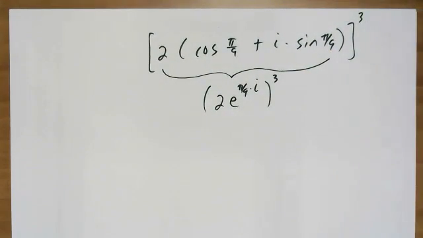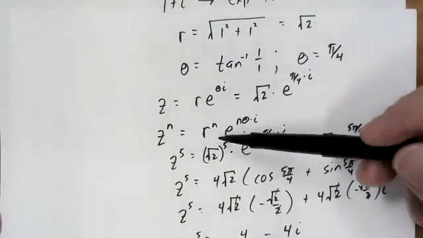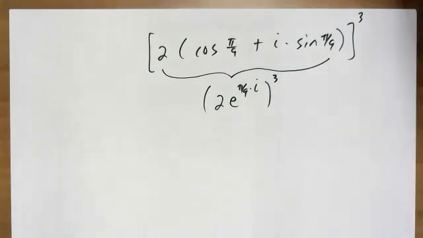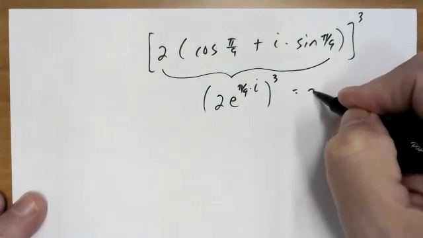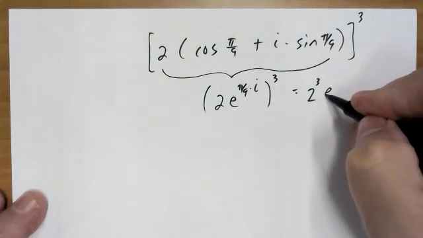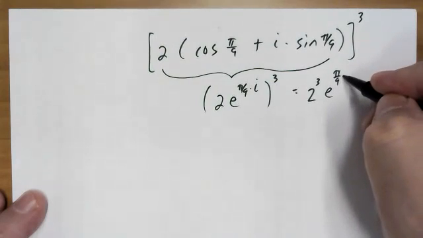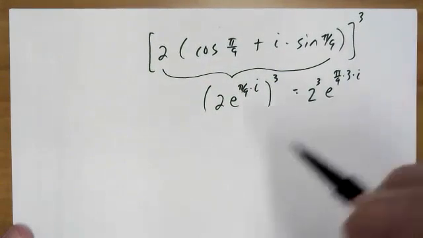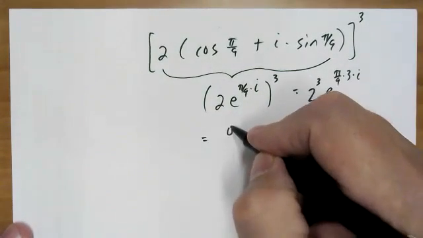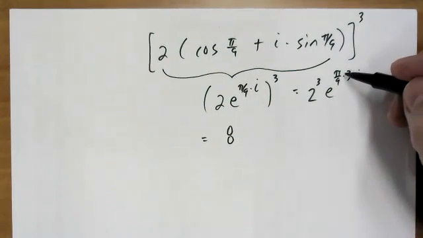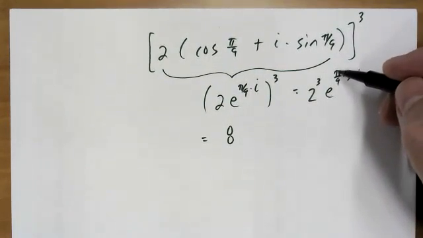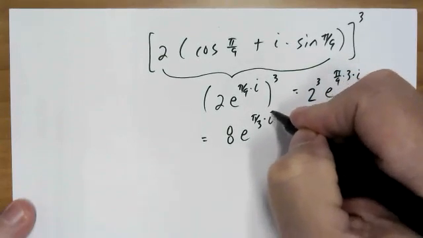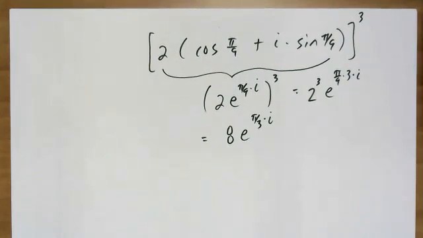So now I want to cube that. And just to remind you, what's the formula say? In our case, I'm going to cube the r and then multiply the angle by 3. So cube the r, and then the angle is pi over 9 times 3. Wow, not very difficult. If I clean this up, this is 8, e to the power, 3 times pi over 9 would be pi over 3, e to the pi over 3 times i. So there's the answer in the exponential form.